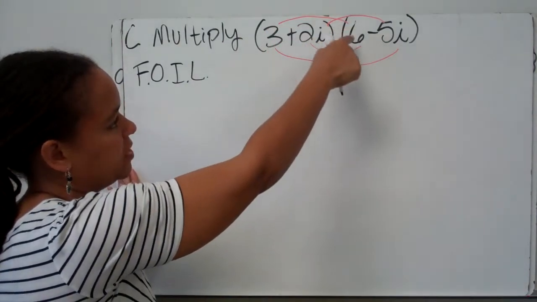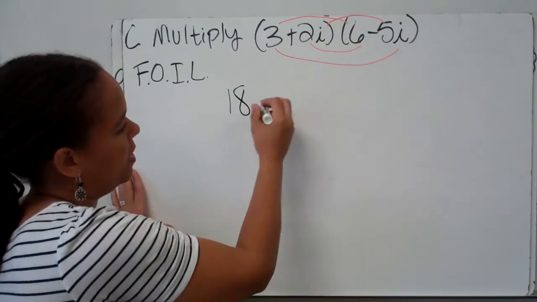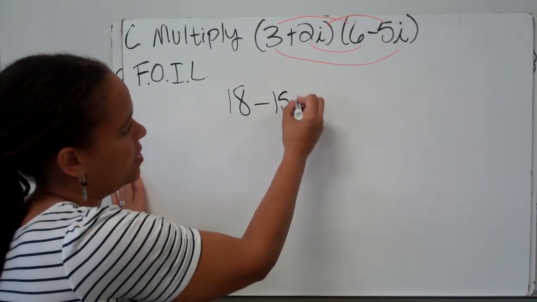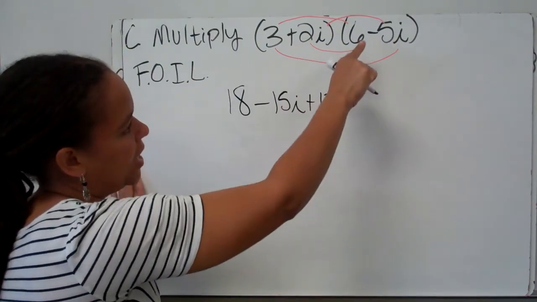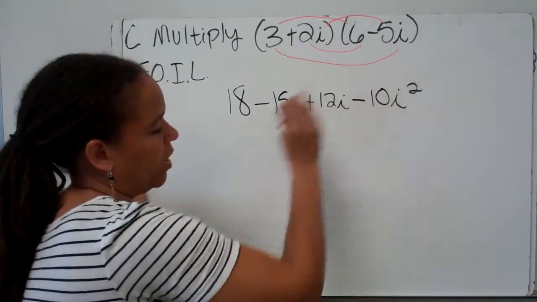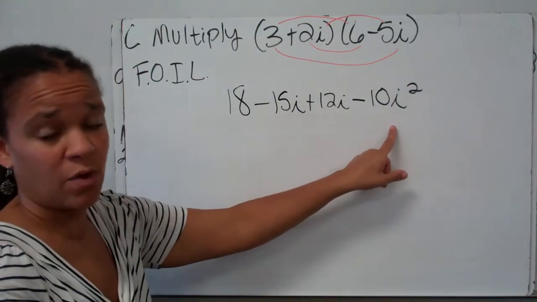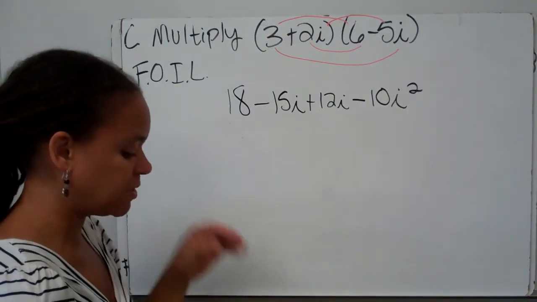So let's try it. 3 times 6 would be 18. Outside would be minus 15i. Inside would be 12i. And last would be minus 10i squared. So you should be thinking, wait, there's something I need to do because of my i squared. First, let's combine our like terms.